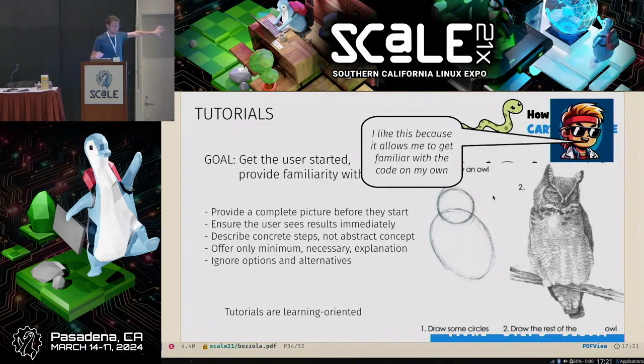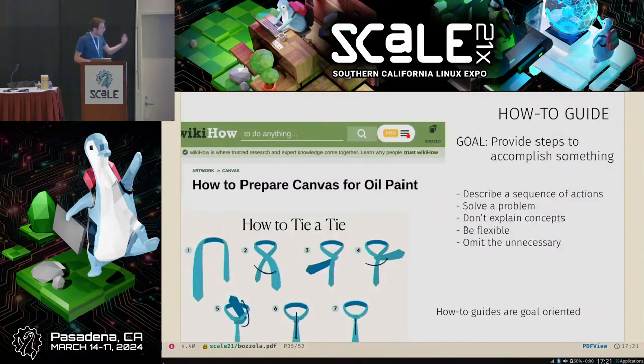So the tutorials were while learning. Now we're thinking about while doing. So how-to guides provide steps to accomplish something. How-to guides are like recipes. Even if I've tied my tie a billion times, I still don't know how to tie a tie. So every time I have to look at this picture to figure out how to tie my tie. Actually, a YouTube video, but anyway.